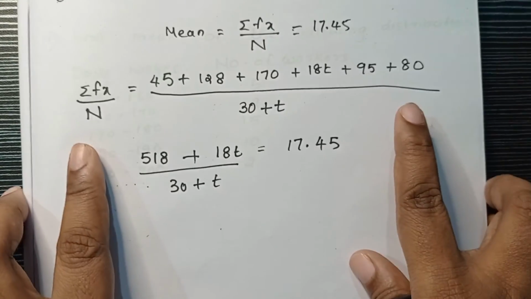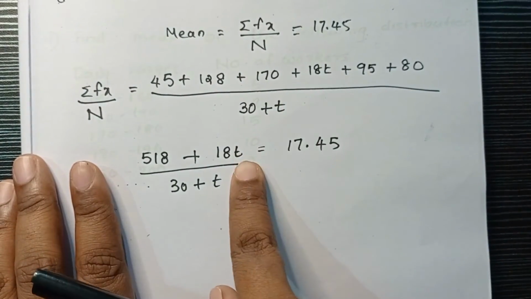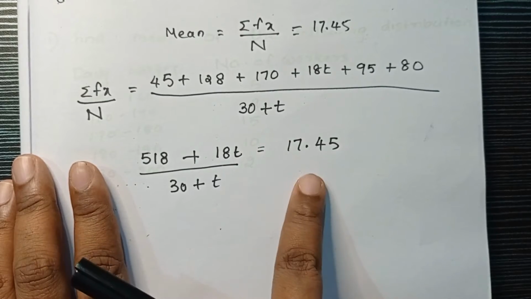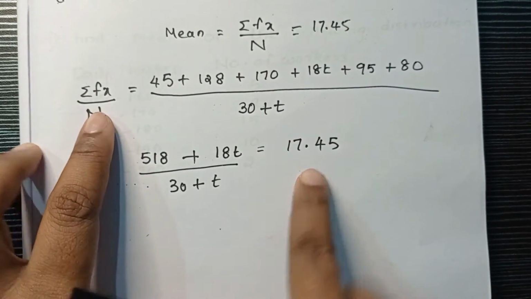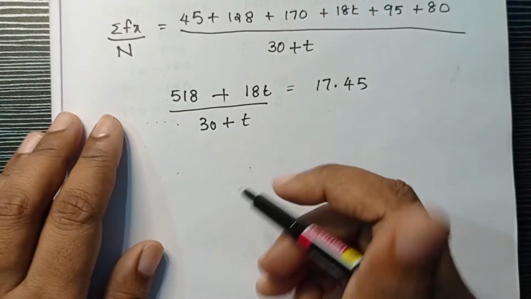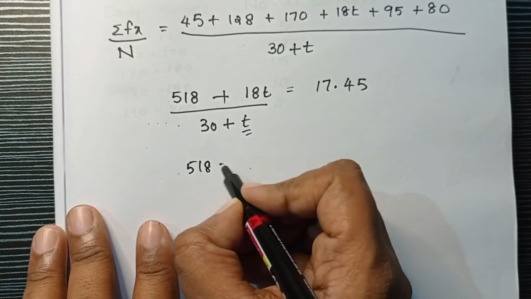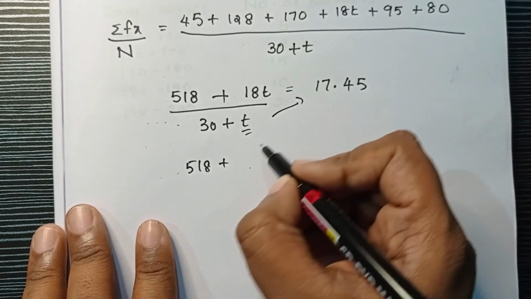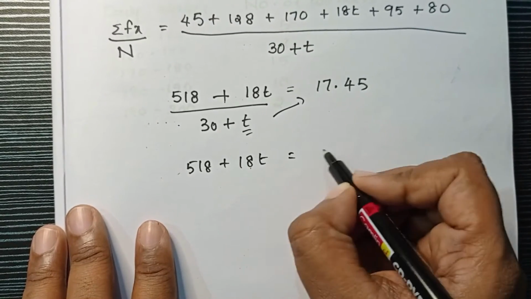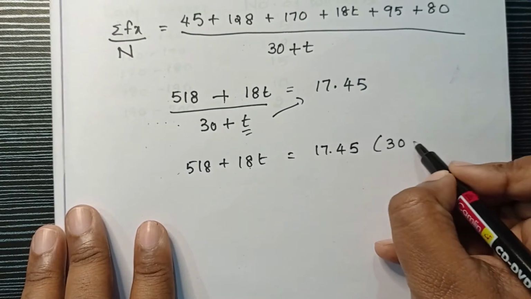Okay, so we have kept the value just like that. Now we have added all these values, plus 18t, divided by 30 plus t, and that is the summation of fx by n, which is given in the question as 17.45. Now we just have to find the value of t. So that is fine. We can cross multiply it. 518 plus 18t equal to 17.45 into 30 plus t.